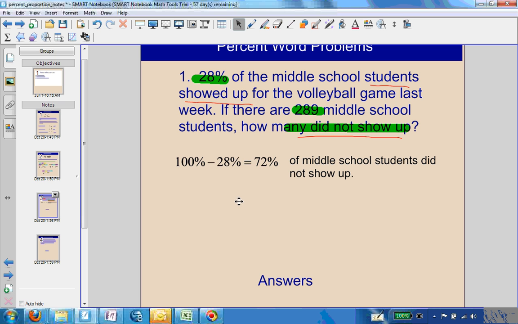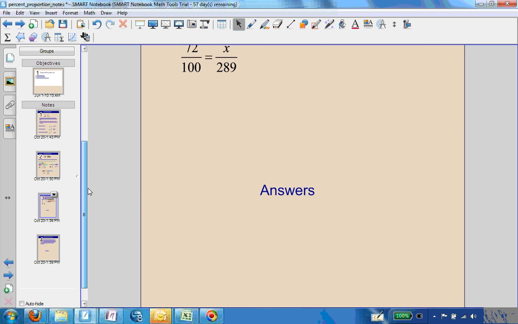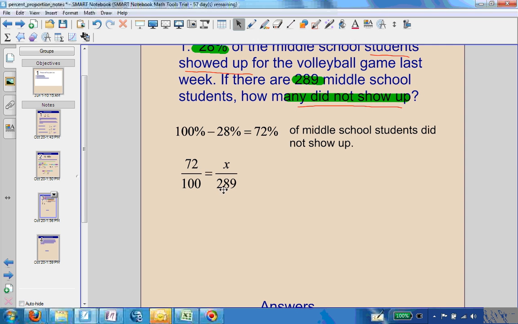So now we're going to set up our proportion. Our percent is 72, our whole is 289, and we're looking for our "is." So 72% of 289 students did not show up. So we want to know how much that is. You cross multiply and solve. That's approximately 208 students did not show up.